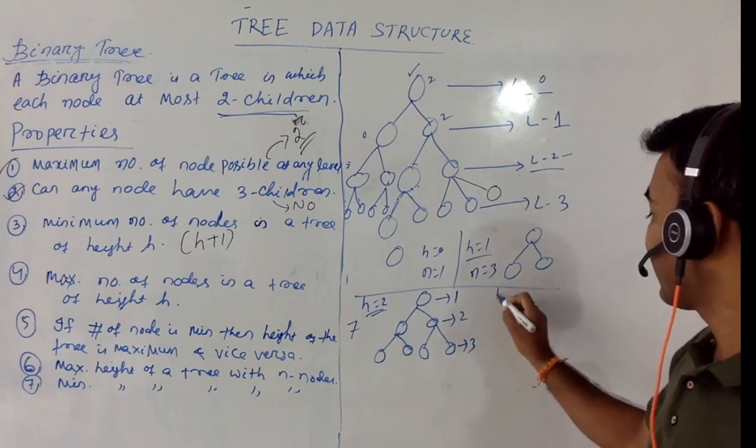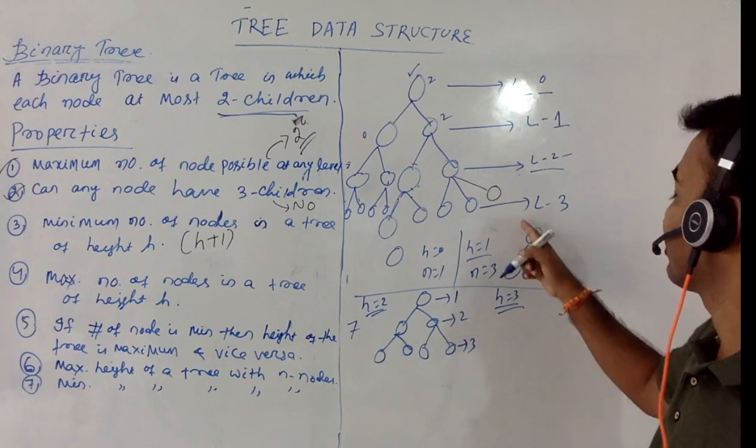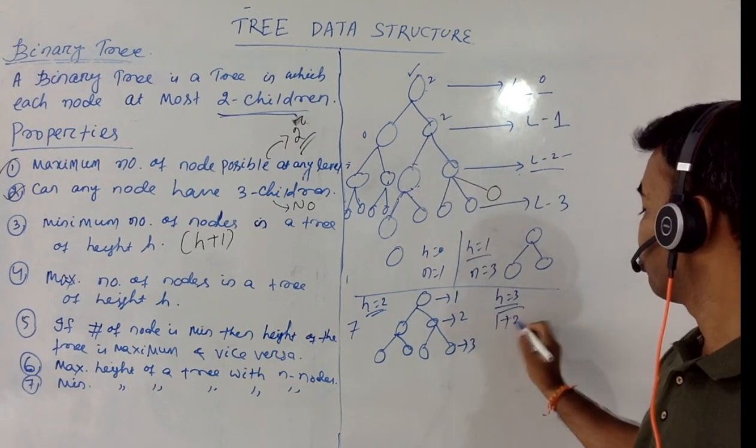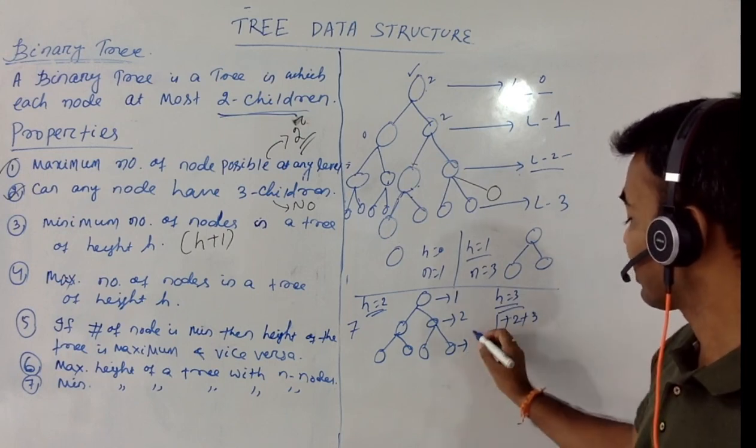If I take height equal to 3, then how much is it going to be? This one is the height equal to 3. That means 1 plus 2 plus, sorry, this should be 4.